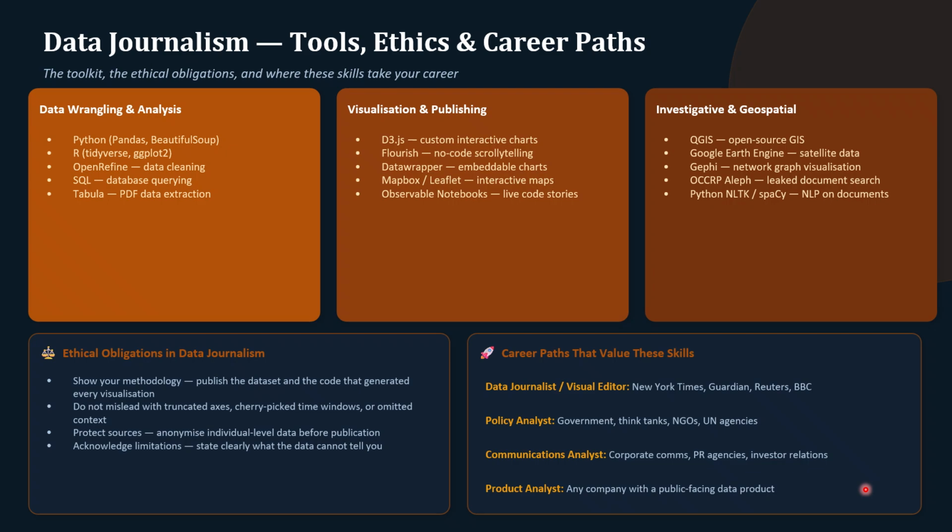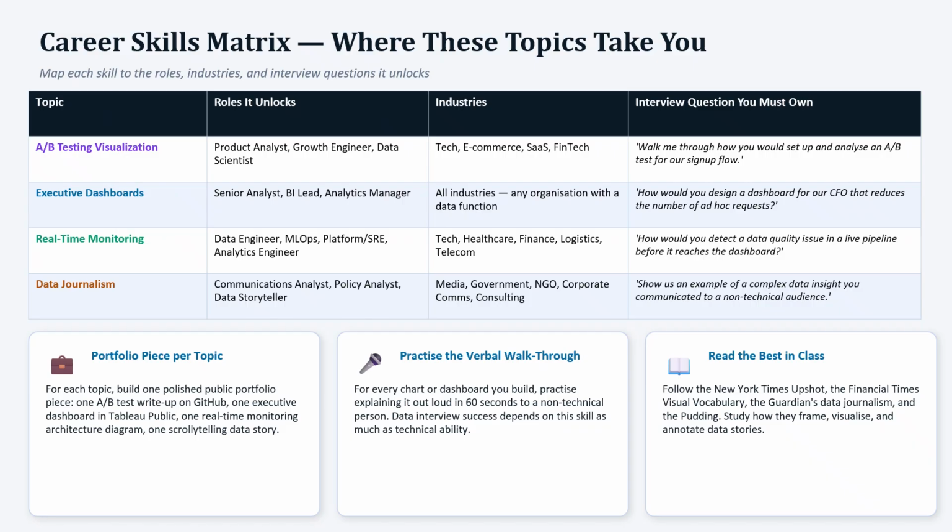So as for career path, these skills are not just for journalists. Policy analysts, communication teams, product analysts, anyone who communicates data to a non-technical audience can benefit enormously from data journalism training. So let me map each of the four topics to the career opportunities they unlock.